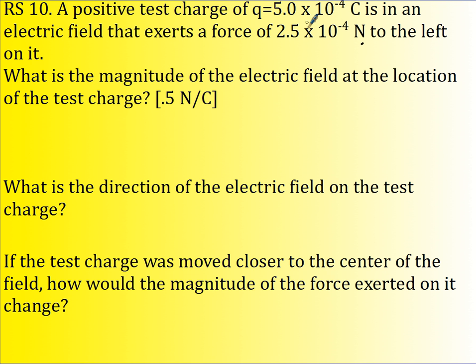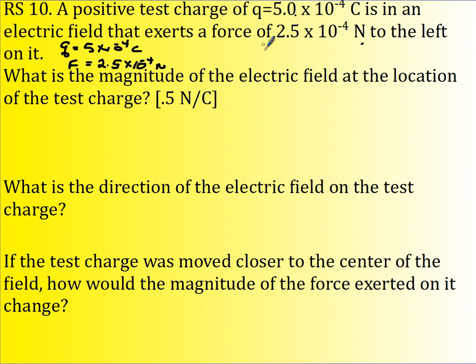Now, a positive charge, Q, is 5 times 10 to the negative 4 coulombs, in an electric field that exerts a force of 2.5 times 10 to the negative 4 to the left. What's the magnitude of the electric field at the location? Okay. I'm going to have a little bit of trouble with room here. Q is 5 times 10 to the negative 4 coulombs, and it's positive. And F is 2.5 times 10 to the negative 4. And we'll deal with the directions down here.